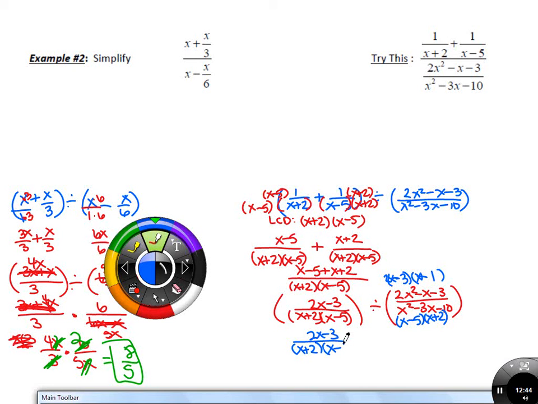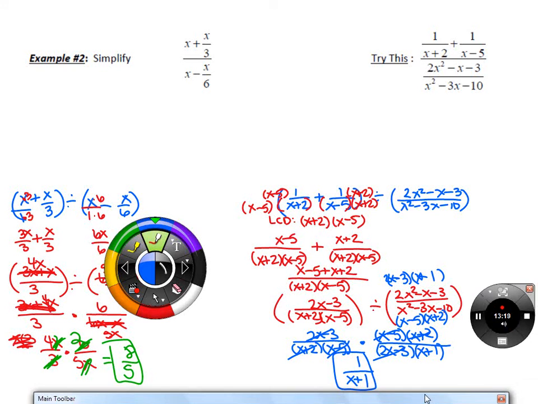So we have this being multiplied by the reciprocal of this. So I'm going to make sure I write this as the reciprocal. Sorry about the bell. And now I'm going to look at whether factors from the numerator can cancel with factors from the denominator. So x minus 5, x plus 2, and 2x minus 3 can all be canceled. So I have a 1 in the numerator, and I have x plus 1 in the denominator. That would be the simplified version of this fraction.